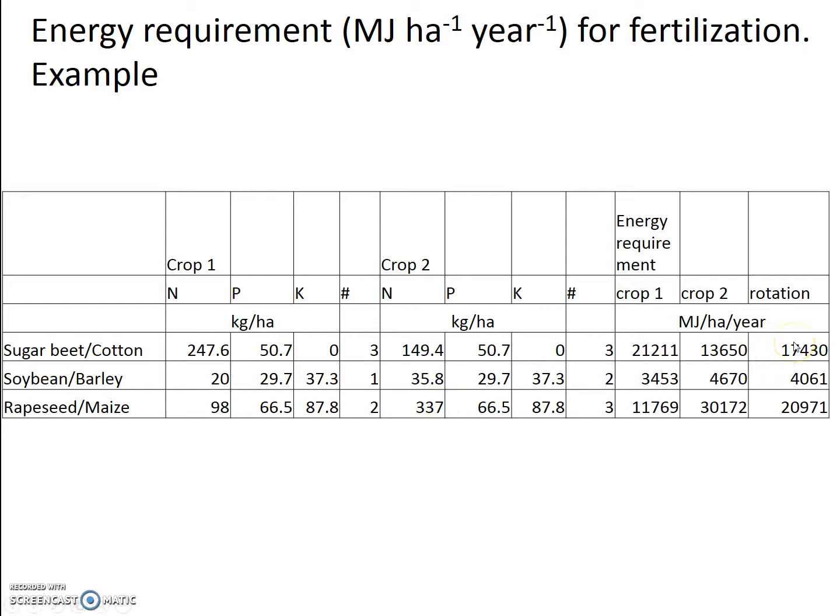The second is the sugar beet cotton rotation because of the large amount of nitrogen that we require for the sugar beet. When we include a legume in the rotation like soybean, the amounts of nitrogen are highly reduced for both crops in the rotation, so the energetic requirements for fertilization are also importantly reduced.